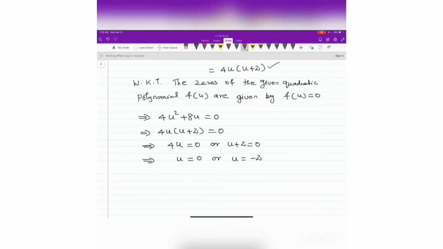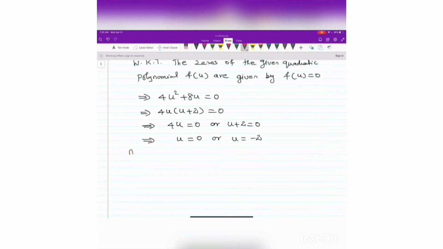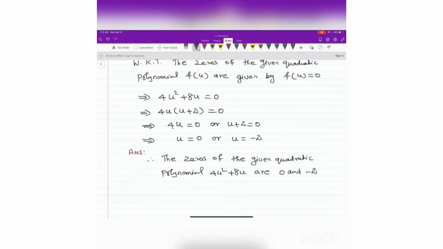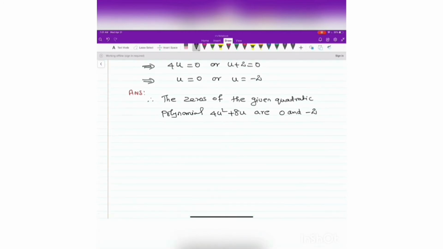So let us write the answer for the first part. Therefore, the zeros of the given quadratic polynomial 4u square plus 8u are 0 and minus 2. Now let us do the second part.